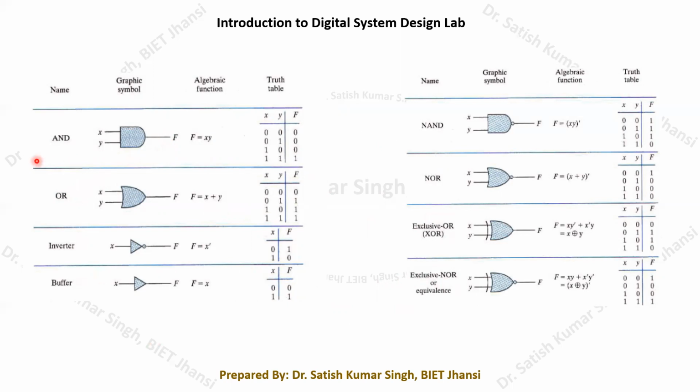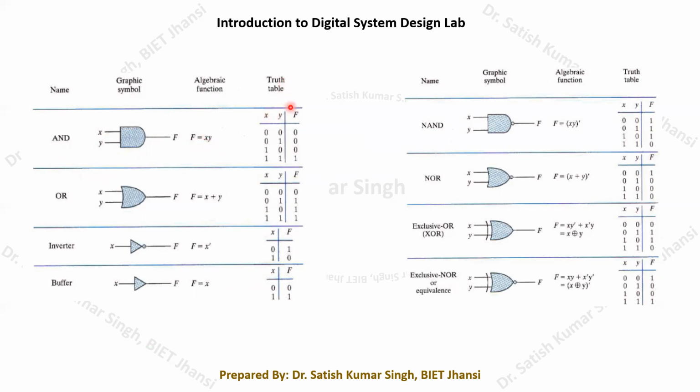Here you can see the AND gate, whose symbol is given here. It will be like this, with two inputs X and Y, and based on the logic levels at the inputs X and Y, we get a certain output at the output pin F. The algebraic function for the AND gate is F equals X dot Y. That will be the function of our AND gate, realizing X dot Y.